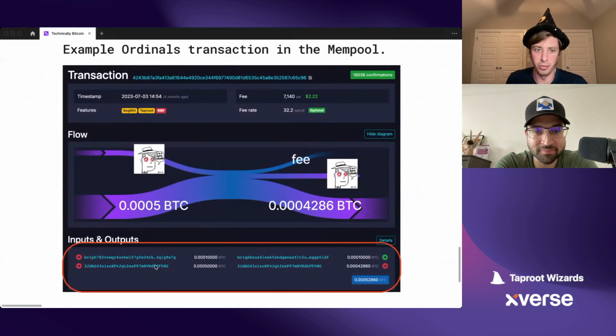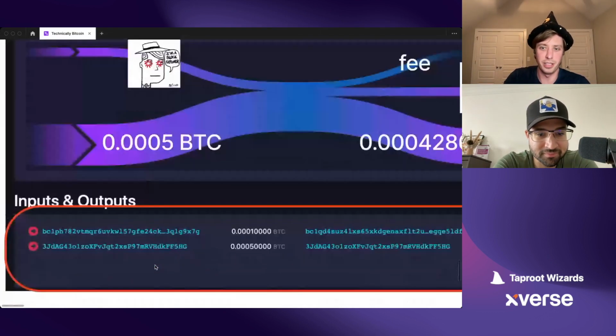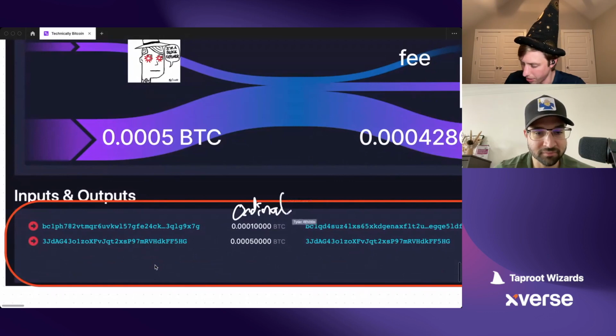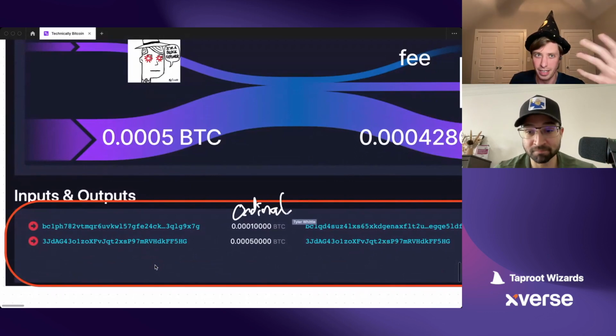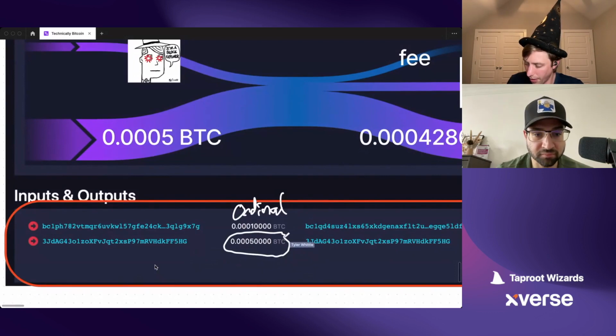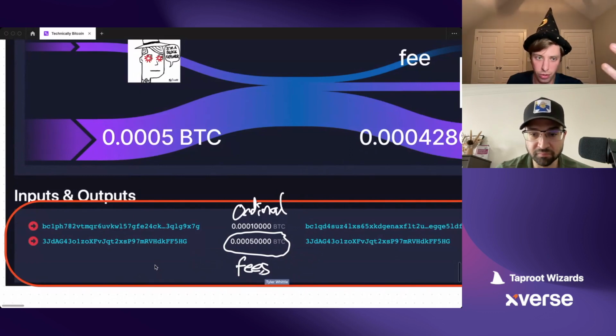Let's zoom in a little bit to the inputs and the outputs. So you can see here that there are two inputs. This first one is the ordinal, 10,000 Satoshis. The very first one is the one that's tracking my OMB that you see there. This other thing that's 50,000 Satoshis, that's just a UTXO that's purely going to be used to pay for fees, because I want my ordinal to remain on this 10,000 Satoshi UTXO.